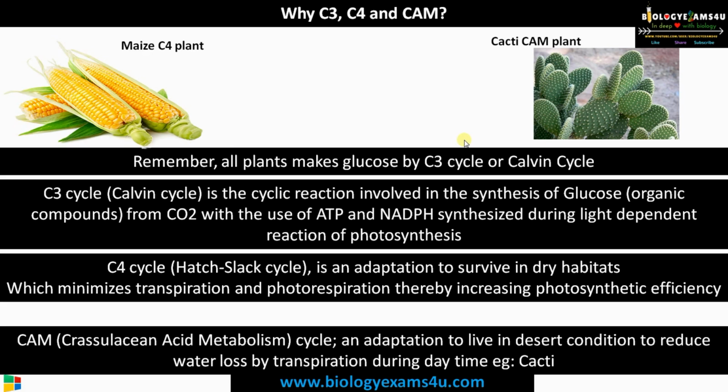The third pathway is the CAM pathway, called the crassulacean acid metabolism cycle, as this pathway was first observed in members of the family Crassulaceae. It's an adaptation to live in desert condition that ensures minimum water loss by transpiration.